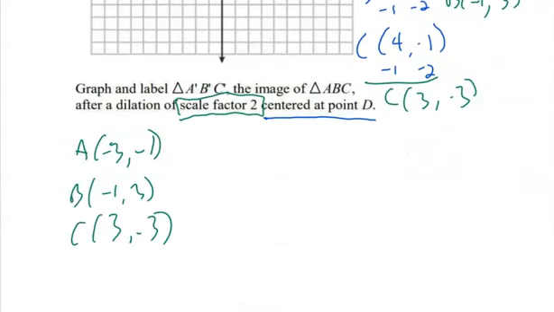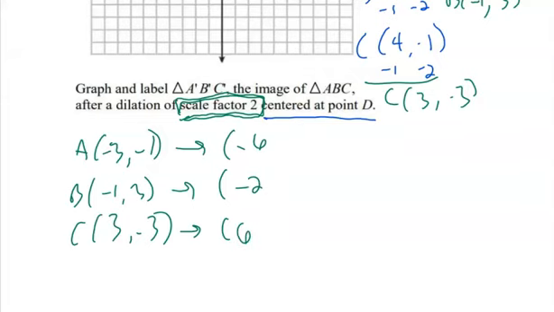Now that I rewrote it, remember our scale factor was 2. So now I can just multiply all those coordinates by 2. So this becomes (-6, -2), then (-2, 6), and (6, -6). So these are new coordinates.